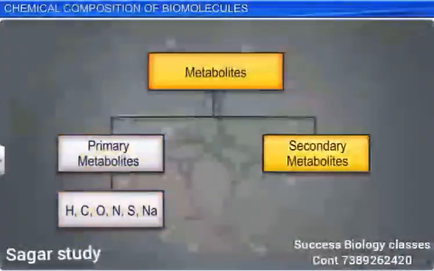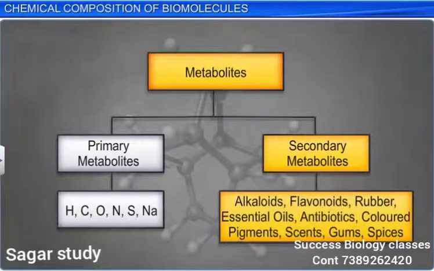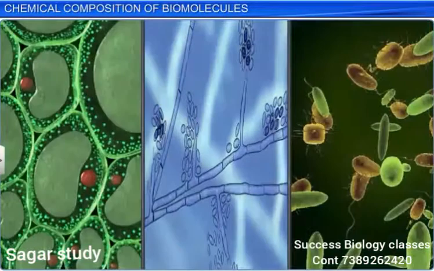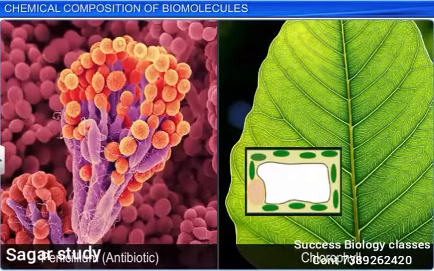On the other hand, compounds such as alkaloids, flavonoids, rubber, essential oils, antibiotics, colored pigments, scents, gums, and spices are known as secondary metabolites. They are found in plant, fungal, and microbial cells and perform an important ecological function. Some of them play a helpful role as antibiotics and pigments.